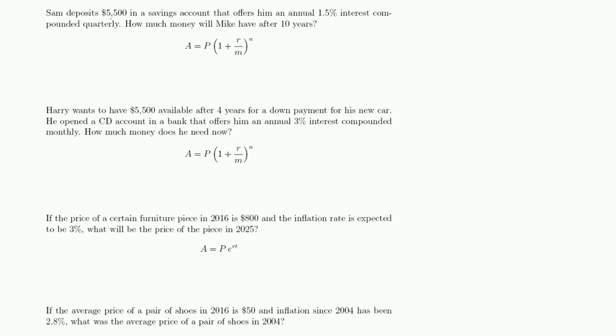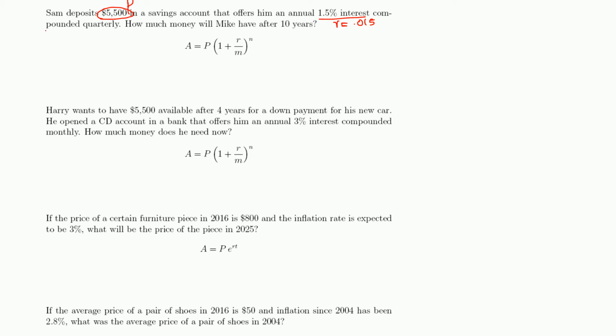Sam deposits 5,500 in a savings account. That's the principal, your original money. That goes to P. Okay, and 1.5% interest, so divide 1.5 by 100. That's the rate. R is 0.015.